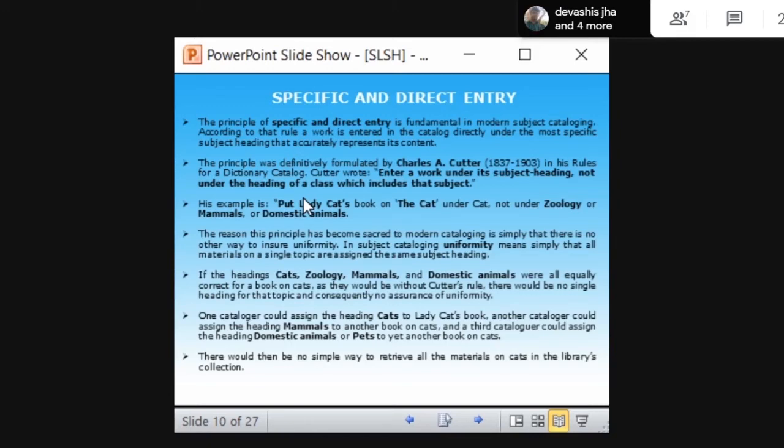One cataloger could assign the book Lady's Cat to the heading cat. Another cataloger assigns it to mammals. A third cataloger assigns it to domestic animals or pets. At another book on cats, what happens? It will be difficult for the user to retrieve, because the subject heading is not uniform. If I assign titles on cats to cat and you use domestic animals, pets or zoology, then the uniformity is not maintained. That is why specific and direct entry is very important in maintaining uniformity.